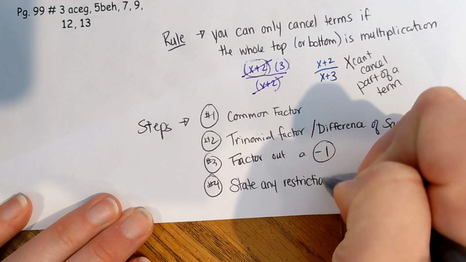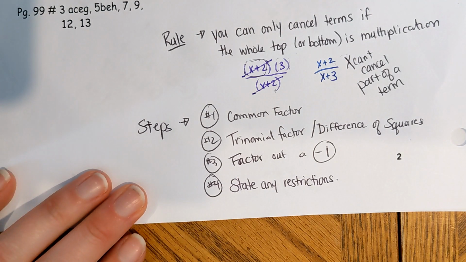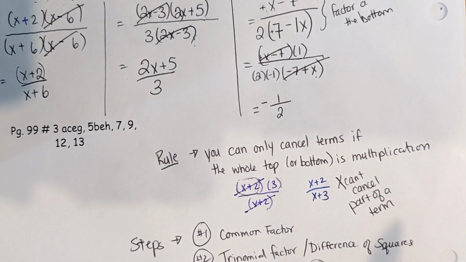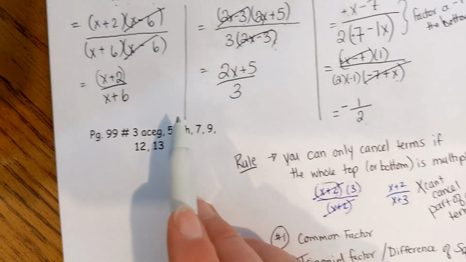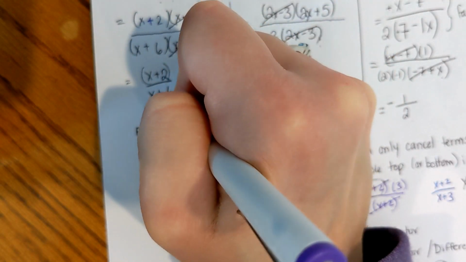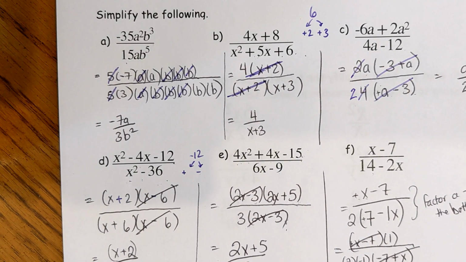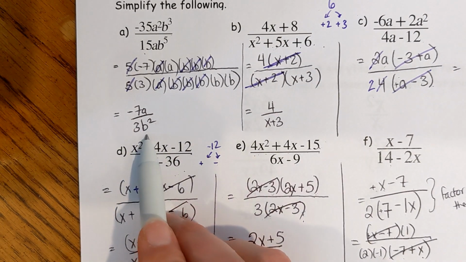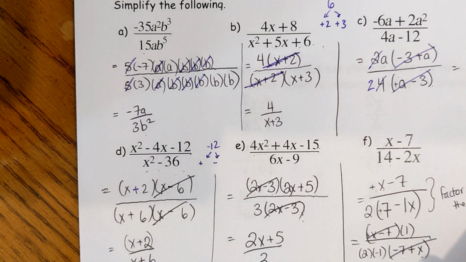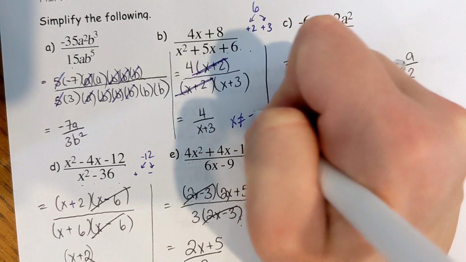You're going to have restrictions anytime you have a variable on the bottom. So looking back through, we'll take a quick look here. No variable on the bottom, no variable on the bottom. Oh, variable on the bottom, x cannot equal negative 6. Variable on the bottom, that's a squared term, so no restrictions exist. Variable on the bottom, x cannot equal negative 3.